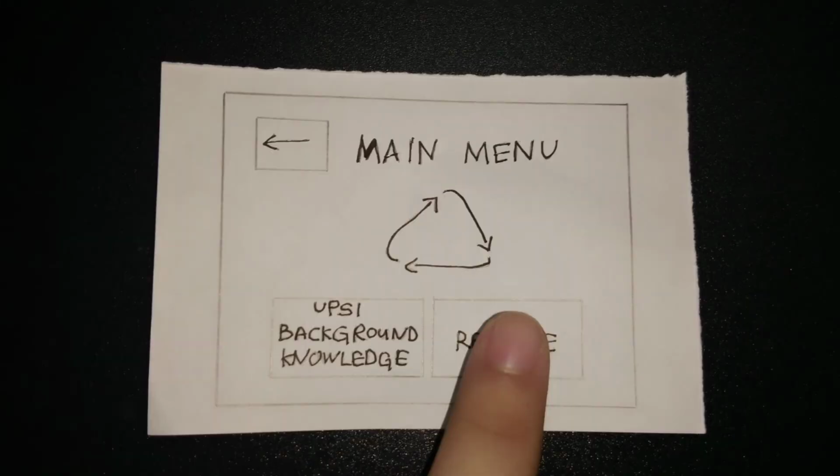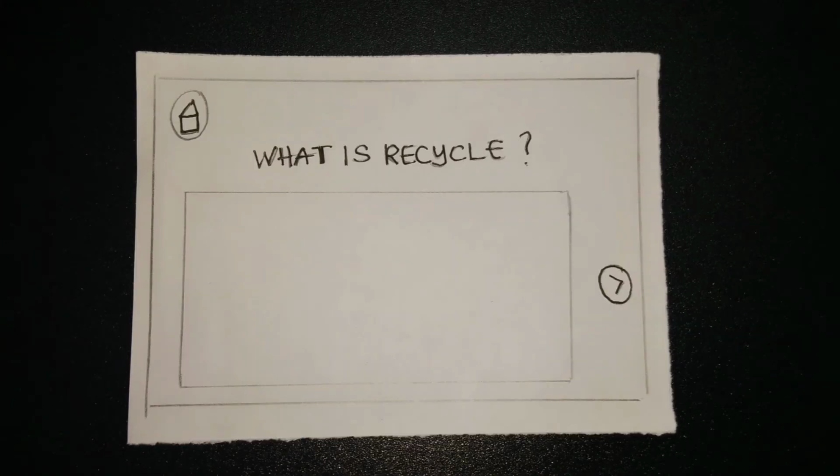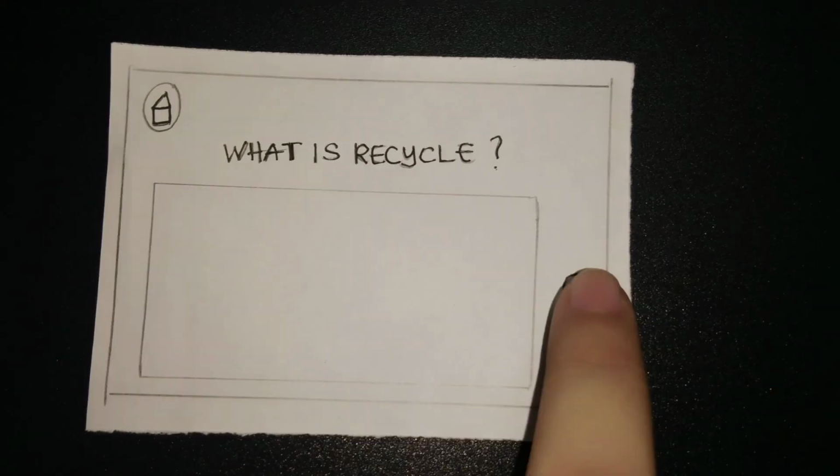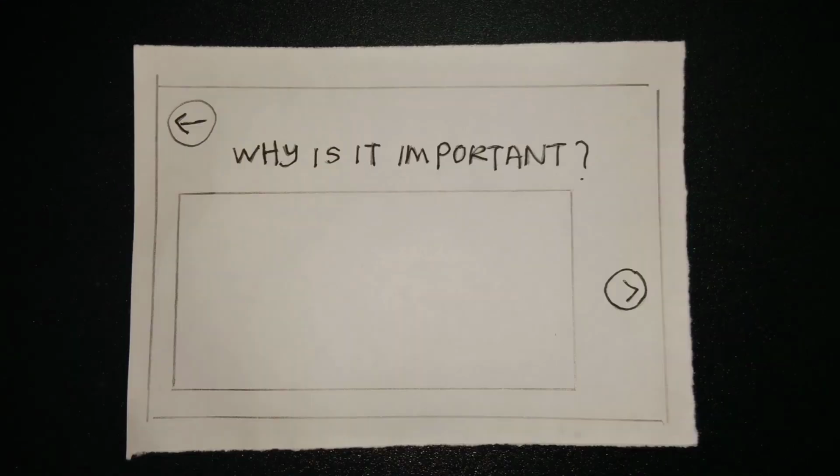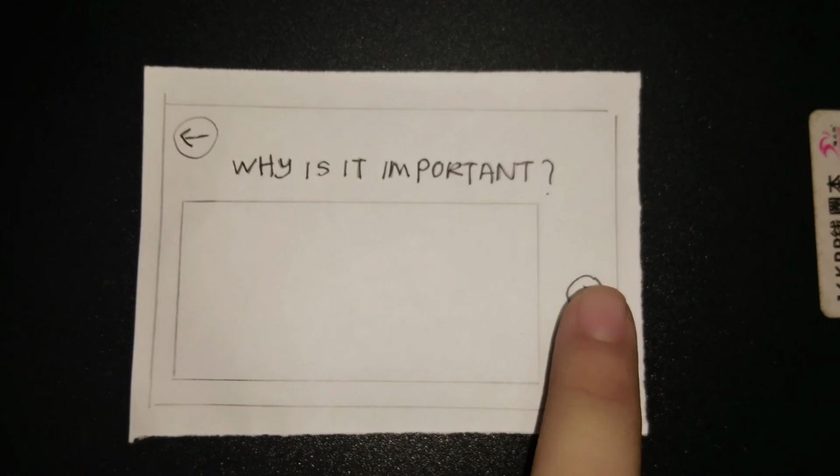And next, if the user wants to know more about this recycle process, the user just has to touch or click on the recycle icon, and it will go directly to the next page of recycle, which is what is recycle, and there will be information there. And after that, just click or touch on the next page. You will see why is it important, and after that you touch the next page again.